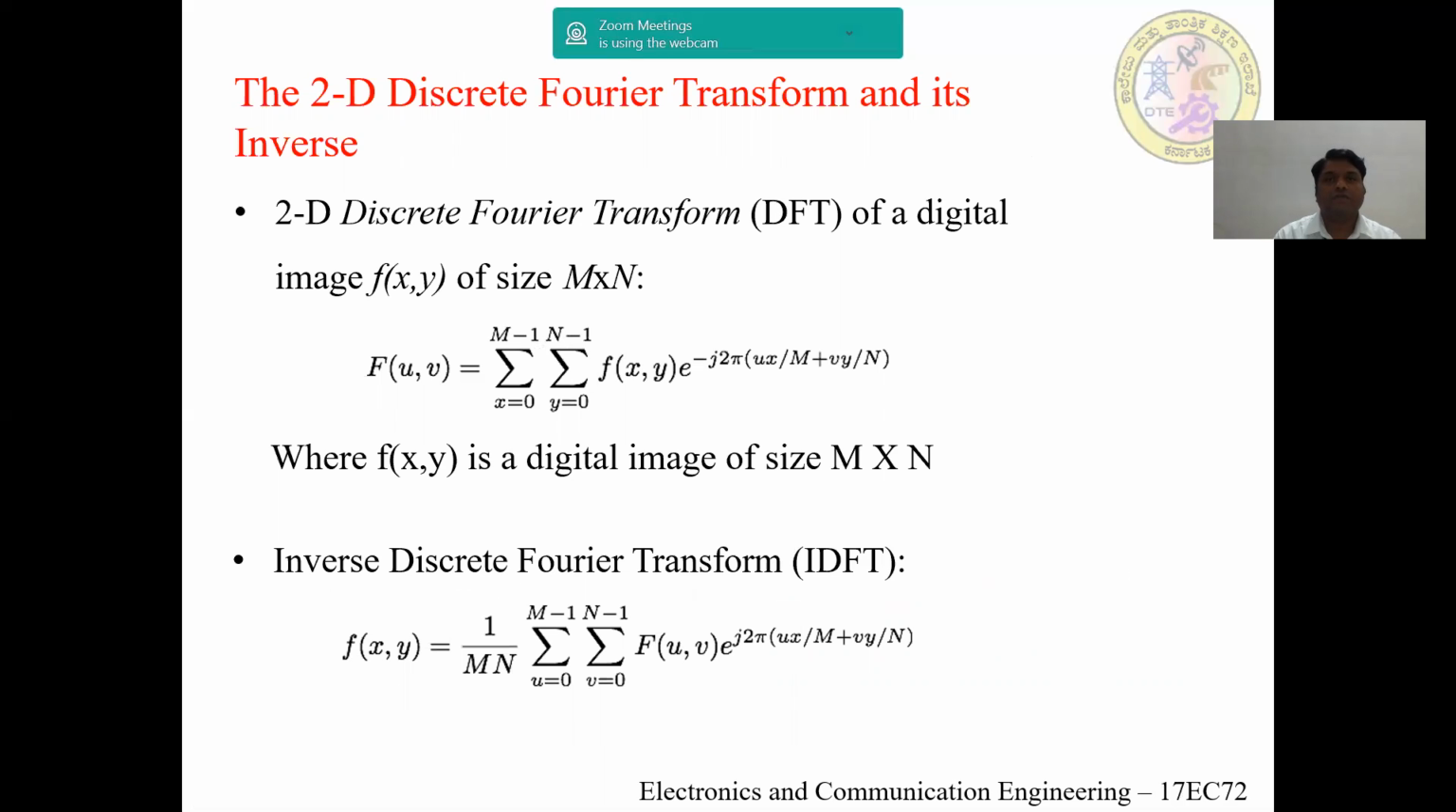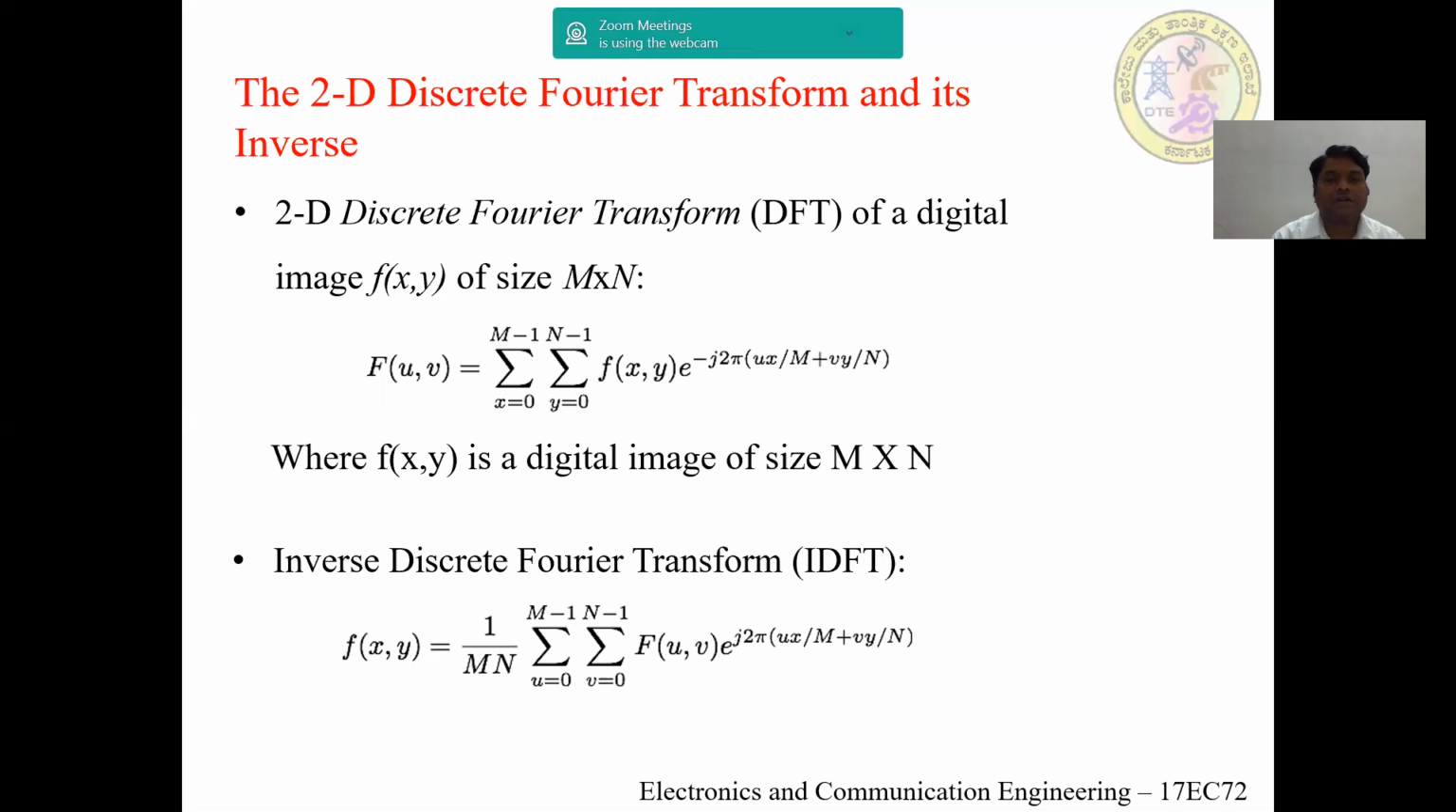The 2D discrete Fourier transform and its inverse. The 2D discrete Fourier transform of a digital image f of x,y of size M cross N is given by the expression F of u,v equal to double summation of x equal to 0 to M minus 1 and y equal to 0 to N minus 1 f of x,y into e to the power of minus j 2 pi (ux by M plus vy by N), where f of x,y is a digital image of size M cross N.